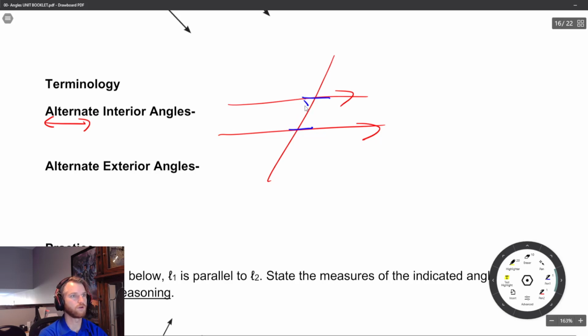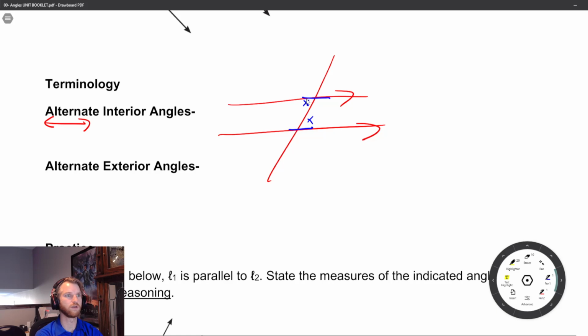So I'm going to call this one X and this one X. Okay, these are on alternate sides, opposite sides here, and they are on the inside. So the interior. These two angles are the same. Okay, when you get this Z shape here, those are called alternate interior angles, and they're the same.